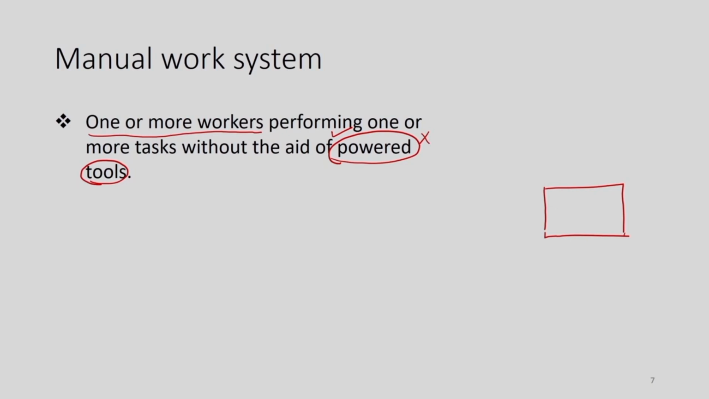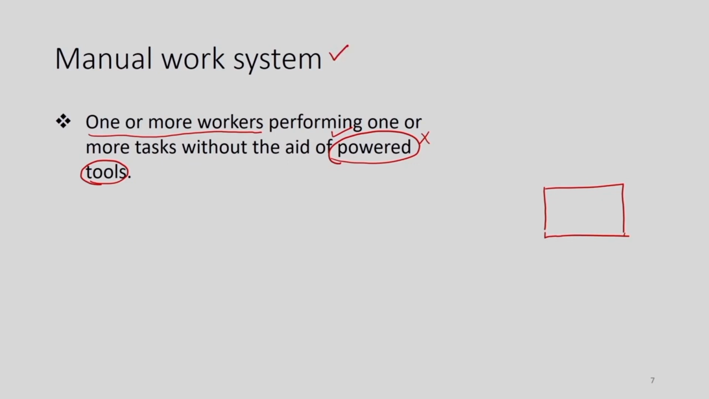The simple example is a carpenter. The carpenter is using a jack plane, chisels and hammers. He is not using any powered tools, say, not any drilling machine, and by using these jack planes, chisels and hammers, the carpenter is manufacturing a stool or furniture. That is called a manual work system. So, you may have one or more workers inside that.